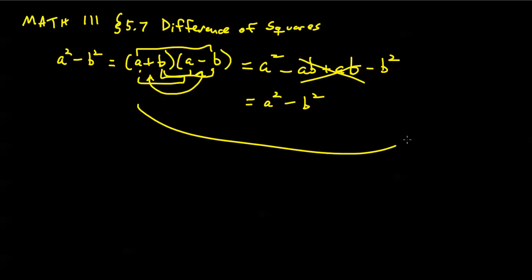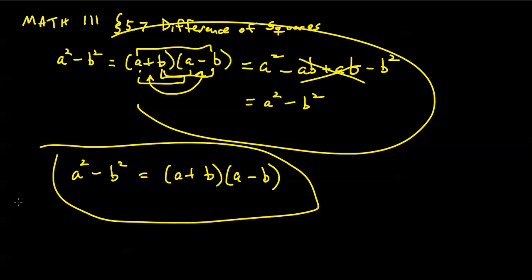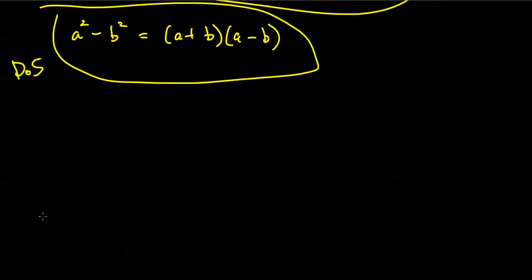So I'm going to exploit this pattern and claim if I can recognize an expression as a difference of two squares, or equivalent to the difference of two squares, I can instantly factor it into the sum of the two bases times the difference between the two bases: a plus b times a minus b. Alright, so let's circle this. I'll call this my difference of squares factoring pattern and jump right in and do a few examples of this type.